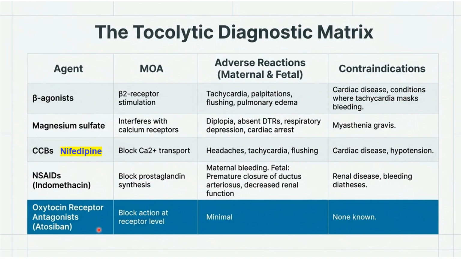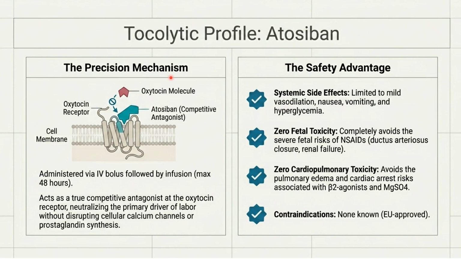For the oxytocin receptor antagonist, which is atosiban, it actually has minimal side effects, and there is not much to say about contraindications. The safety advantage of atosiban, a reversible direct antagonist to the oxytocin receptor, is that it has a very low systemic side effect, very mild, limited to vasodilation, nausea, vomiting, and hyperglycemia. It has zero fetal toxicity, completely avoiding the severe fetal risks of non-steroidal anti-inflammatory drugs, like ductus arteriosus closure and renal failure.